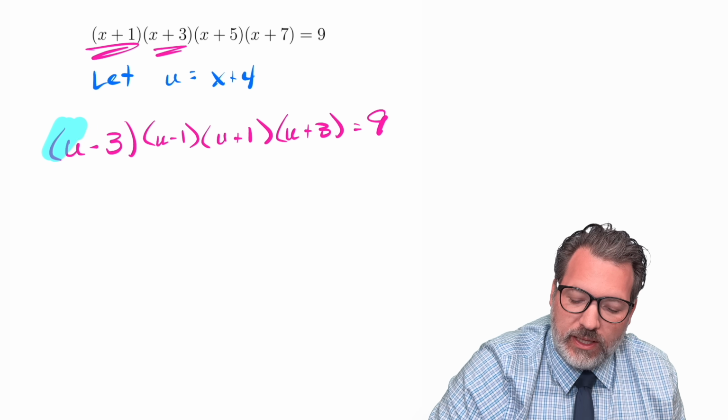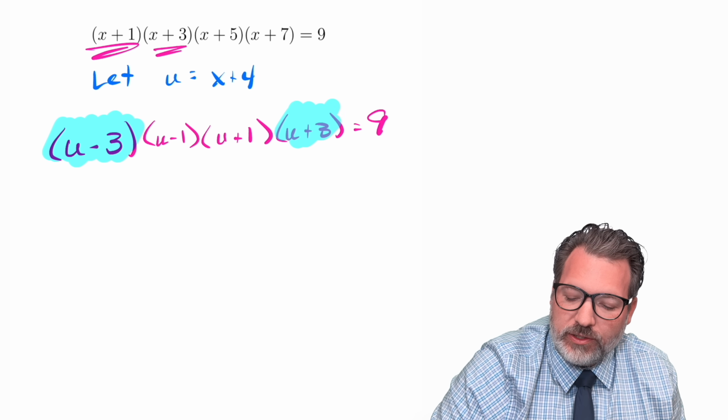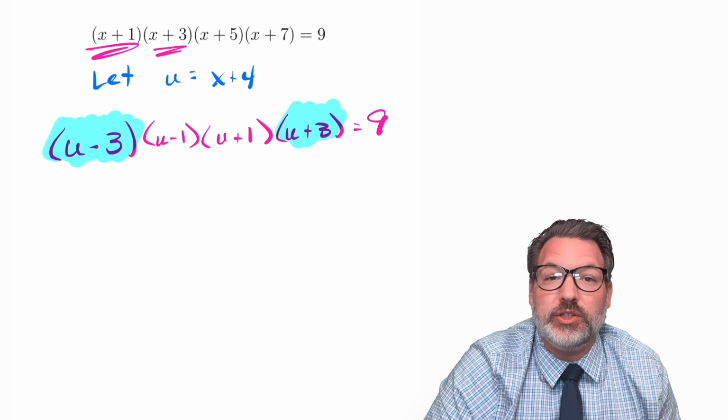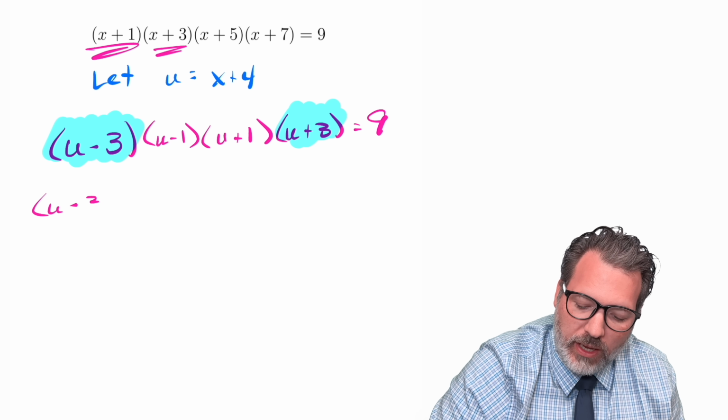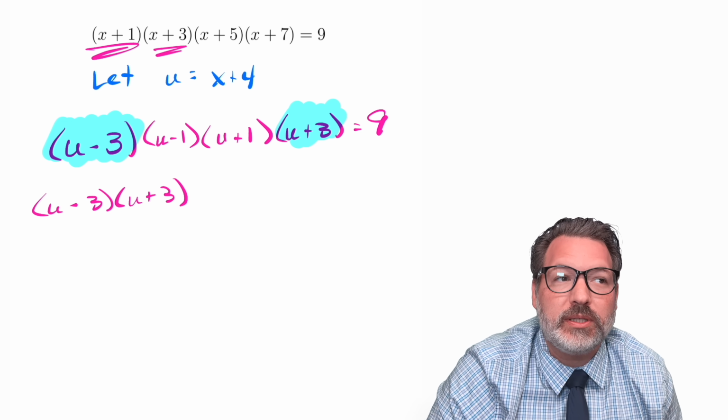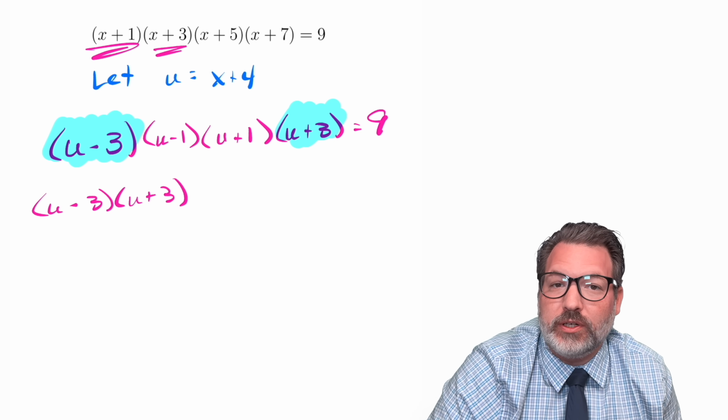Now, the 9 on the other side isn't affected by any of this, so we're just going to leave that a 9. It's at this point that we might be able to take advantage of some clever rearranging when we do the expansion that we thought we were going to have to do anyway. (u - 3)(u + 3), when we multiply them out, we can take advantage of a particular factoring pattern called the difference of squares.